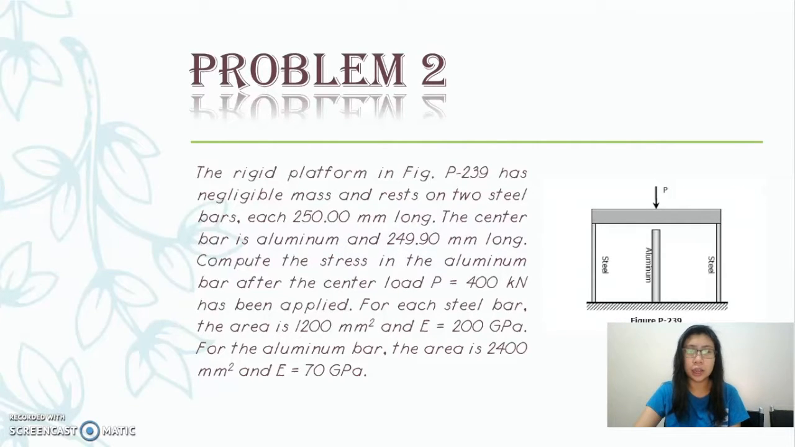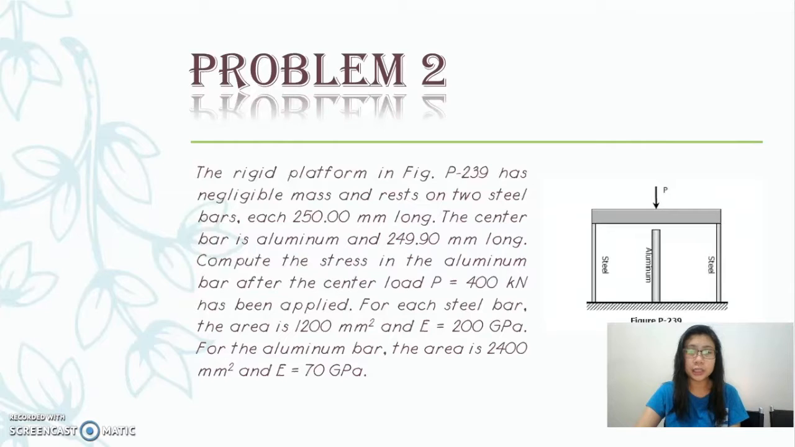For our second problem, the rigid platform in the figure has negligible mass and rests on two steel bars, each 250 millimeters long. The center bar is aluminum and 249.90 millimeters long. Compute the stress in the aluminum bar after the center load of 400 kilonewtons has been applied.